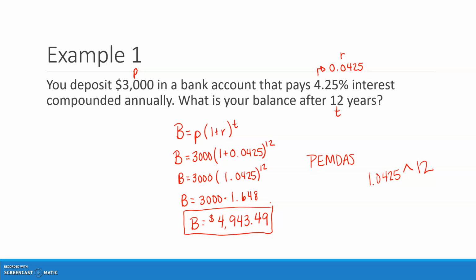So if we deposited $3,000 in a bank account at this interest rate, and then we didn't do anything else with it, we didn't put any money in or take any money out, after 12 years, this is how much money would be in our account. So we would put in 3,000, and essentially what it's saying is that we would earn $1,943.49 in interest. Pretty sweet deal.